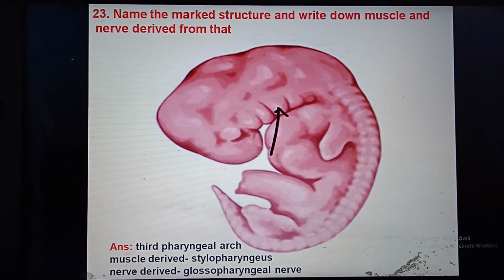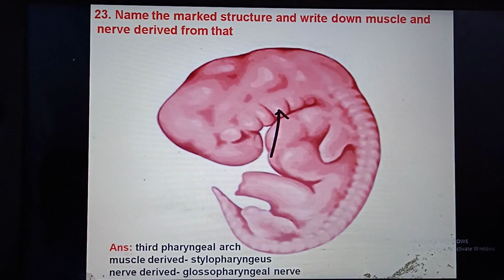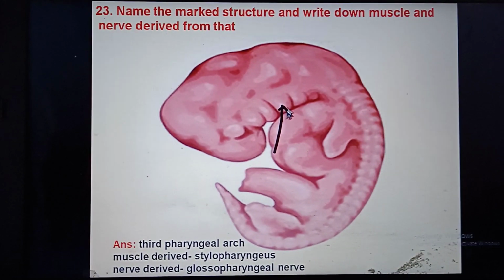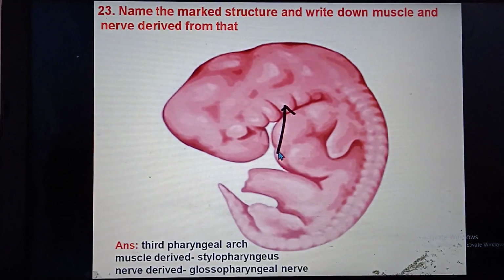Name the marked structure and write down the muscle and nerve derived from that. This is the third pharyngeal arch, and the muscle derived from that is the stylopharyngeus, and the nerve related to that is the glossopharyngeal nerve.